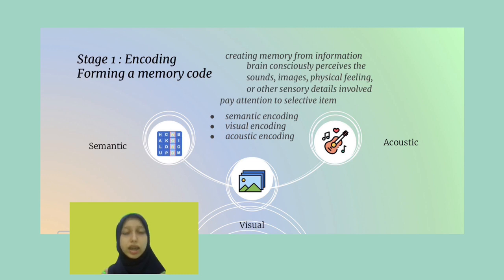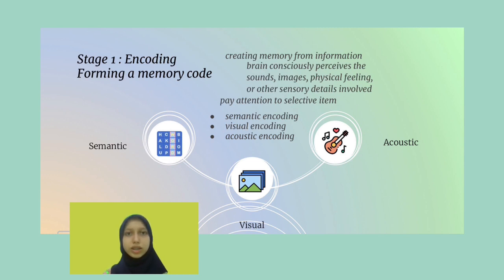Visual encoding is encoding of images. It is easier to recall the words cake, cat, and pen rather than level and value, right? This is because cake, cat, and pen are concrete and highly imaginable words.